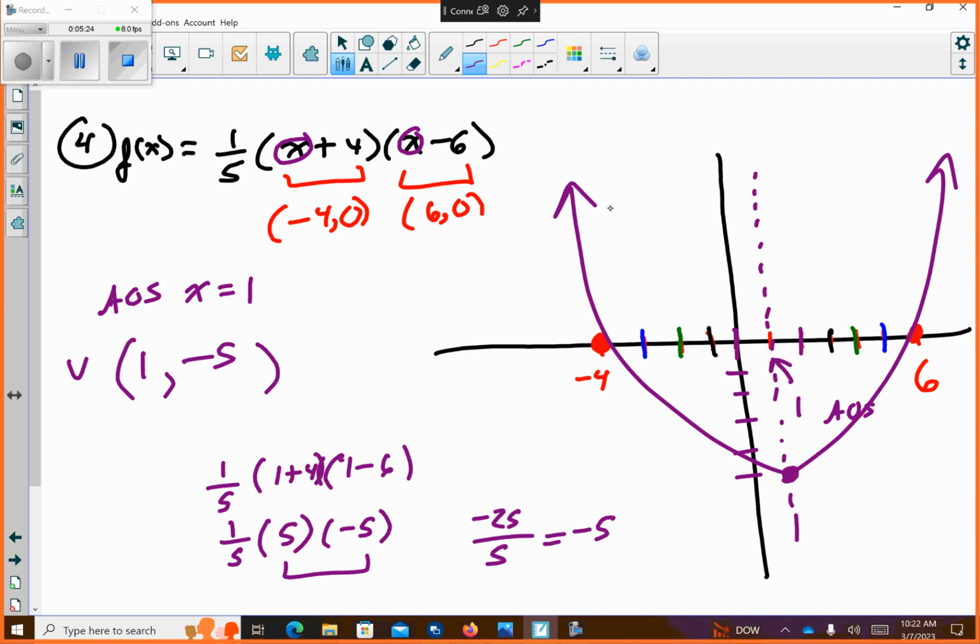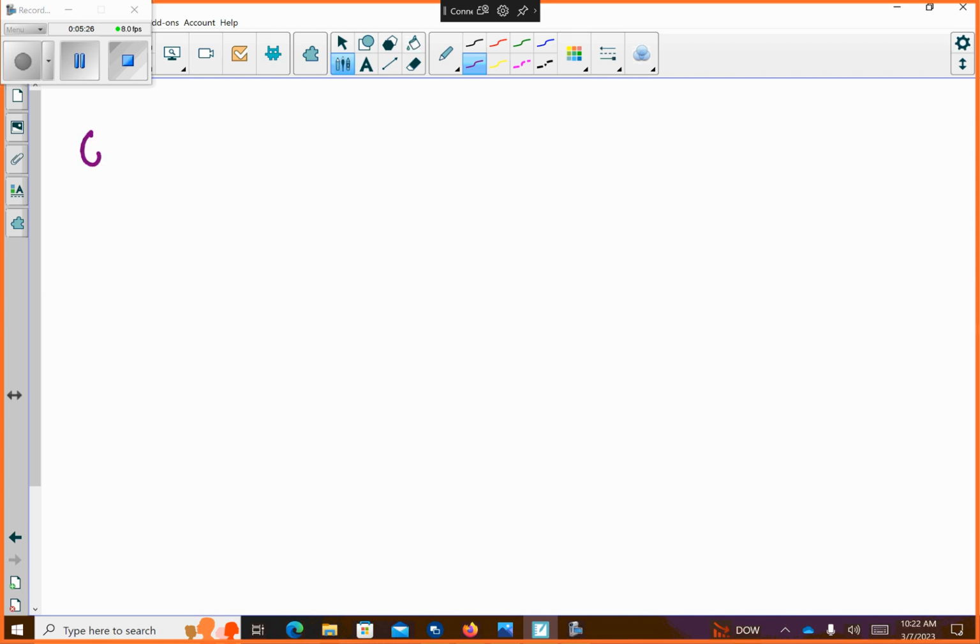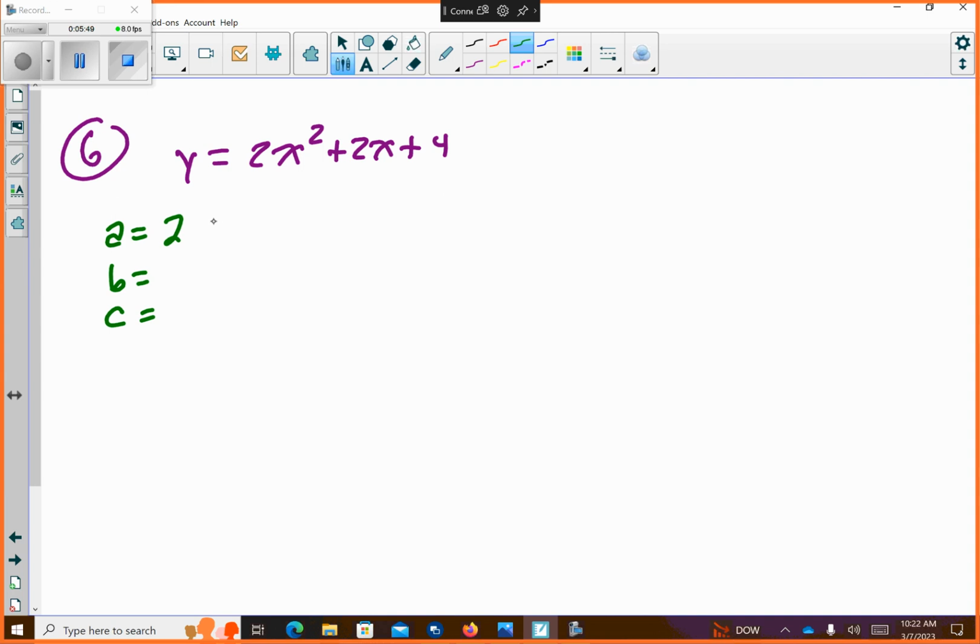Number 6? Would you tell me what number 6 says, please? y equals 2x squared plus 2x plus 4. Thank you for asking about this one. Okay, this is going to be one that is not factored. So I have to do the A, the B, and the C. So my A value is 2, so I know it opens up because that's positive. The B is 2, and the C is 4.